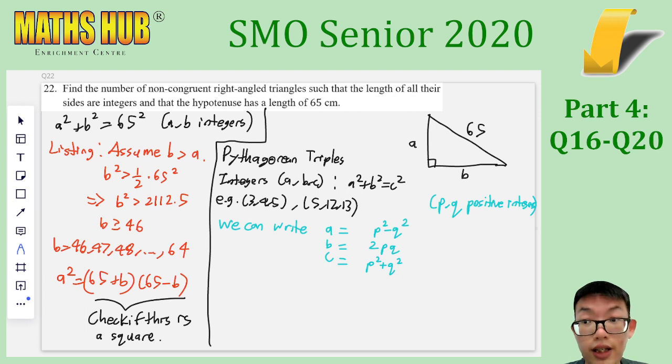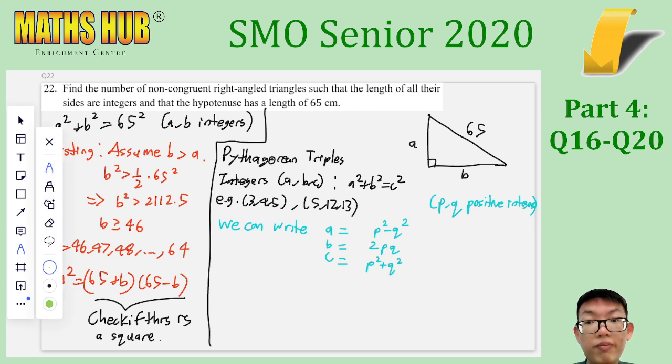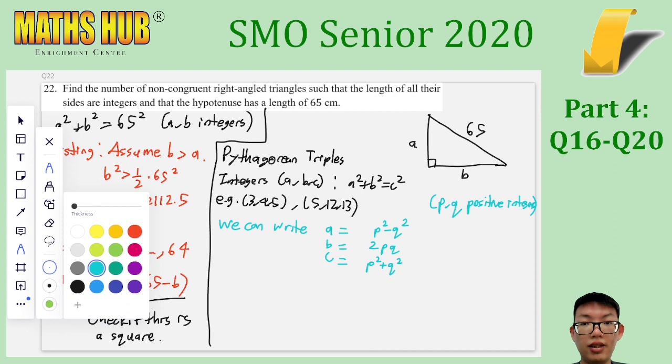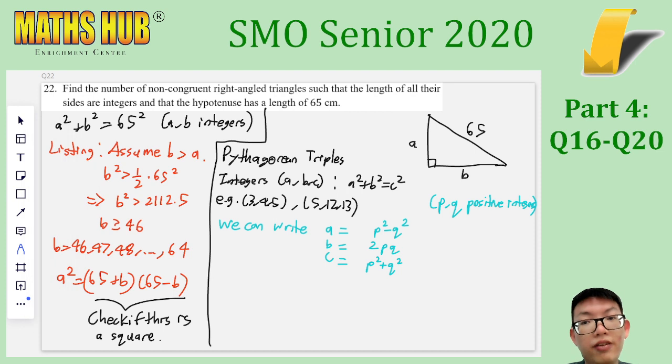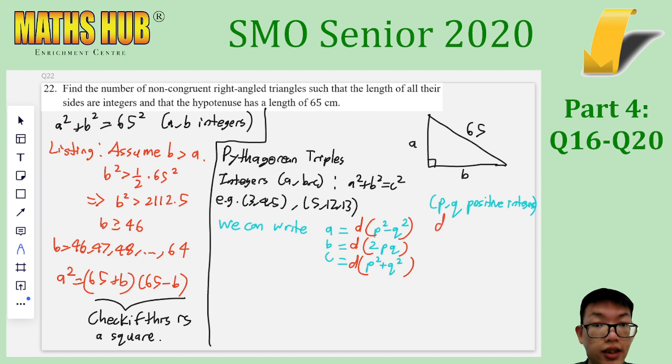Now I have to add a caveat, which is that, remember, we can always scale up the lengths and still get a right angled triangle. For example, if we have 3, 4, 5, we can always scale it up to 30, 40, 50. So there can be a common factor which I'll call d. And we can place d as a common factor for a, b, and c. So d is a common factor.